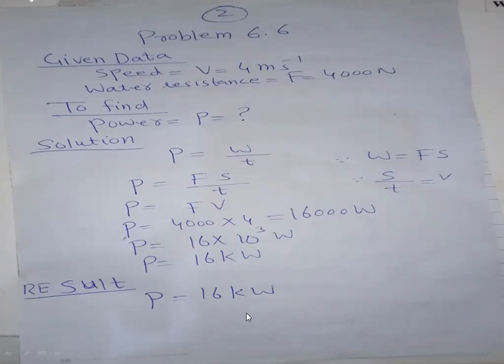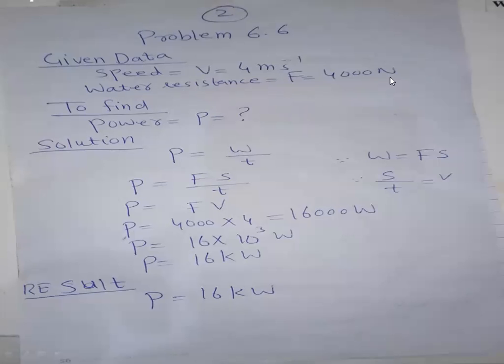I repeat this numerical. A motorboat moves at a steady speed of 4 meters per second. Water resistance acting on it is 4,000 Newton. Calculate the power of its engine. What is given to me? Speed is denoted with V, and it is given to me as 4 meters per second. Water resistance, you know the unit of Newton is a force. Force, water resistance, F equals 4,000 Newton.